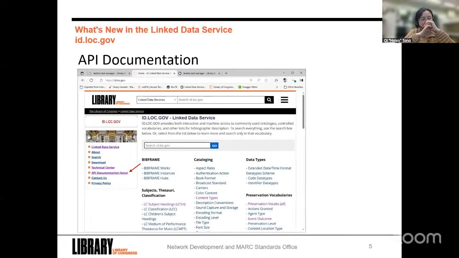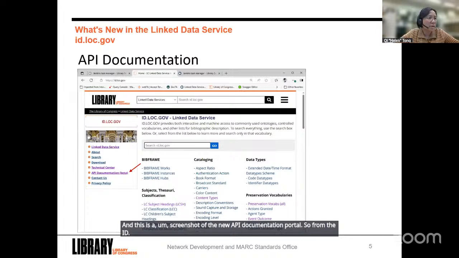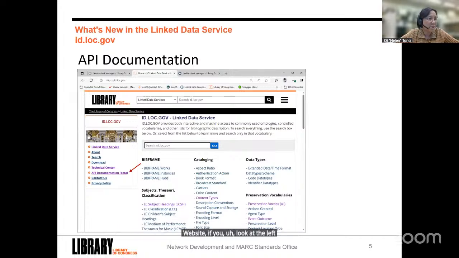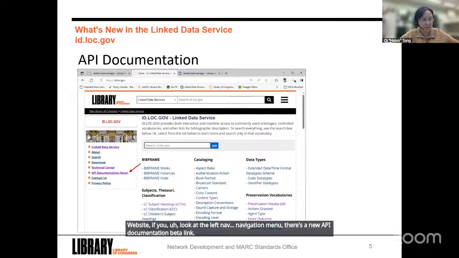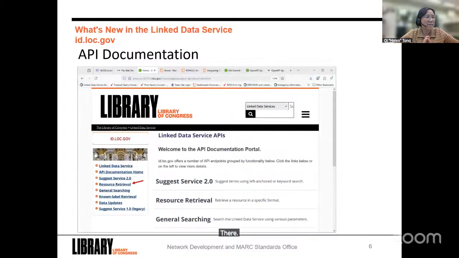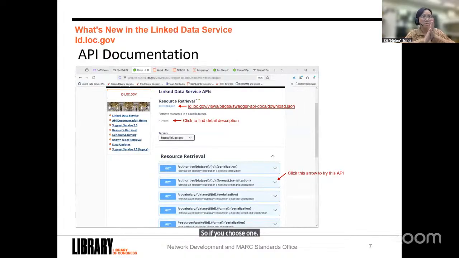This is a screenshot of the new API documentation portal. From the ID website, if you look at the left navigation menu, there's a new API documentation beta link. Once you click on that, you get onto the API portal. We listed all the API documentations on the left menu too. If you choose one, you see the documentation for that API.